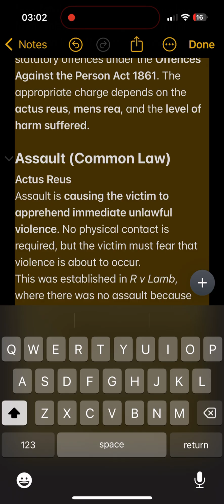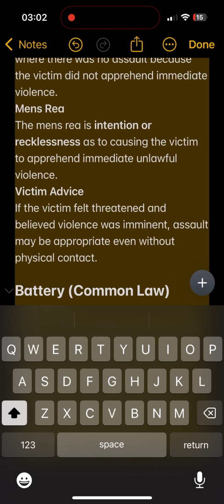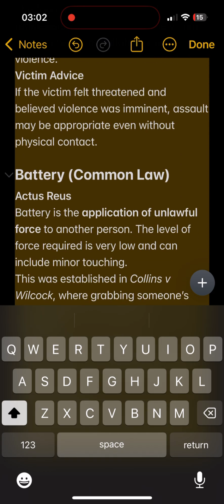Assault. Common law. Actus reus. Assault is causing the victim to apprehend immediate unlawful violence. No physical contact is required, but the victim must fear that violence is about to occur. This was established in R v Lamb, where there was no assault because the victim did not apprehend immediate violence. Mens rea. The mens rea is intentional recklessness as to causing the victim to apprehend immediate unlawful violence. Victim advice. If the victim felt threatened and believed violence was imminent, assault may be appropriate even without physical contact.